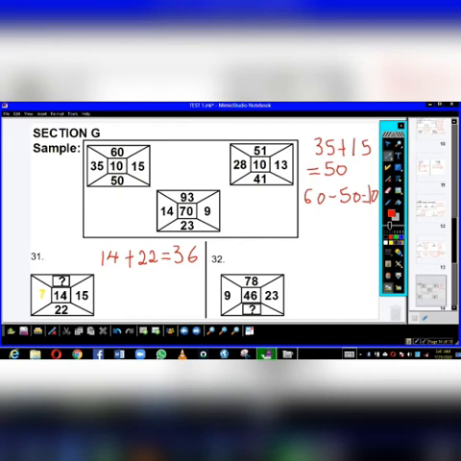Now let's proceed to 32. How do we find the missing number in 32? We'll say 78 minus 46. 8 minus 6 will give you 2. 7 minus 4 will give you 3. So the value of the box is 32.